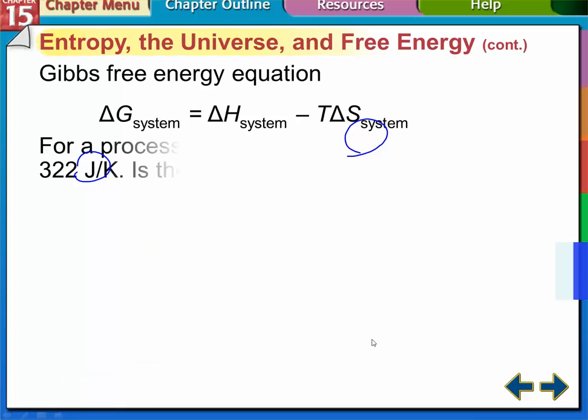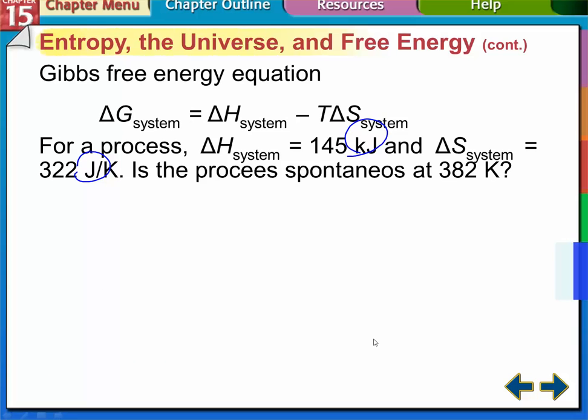Okay, so using the Gibbs free energy equation, we'll just go through some easy ones like this, right? They give us the delta H and they give us the delta S. Is the process spontaneous at this particular temperature? The first thing we have to do, I have these two things circled because usually delta H is in kilojoules and delta S is in joules. So we need to get these two to be the same units in order to do this equation properly.